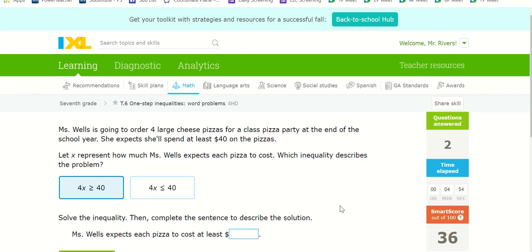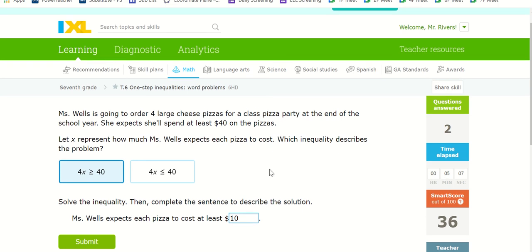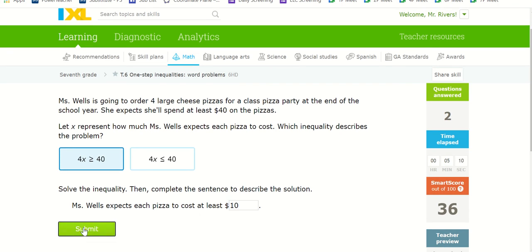So solve the inequality, then complete the sentence to describe the solution. Ms. Wells expects each pizza to cost at least what? We divide by 4 on both sides. X is greater than or equal to $10. So each pizza is going to cost at least $10.